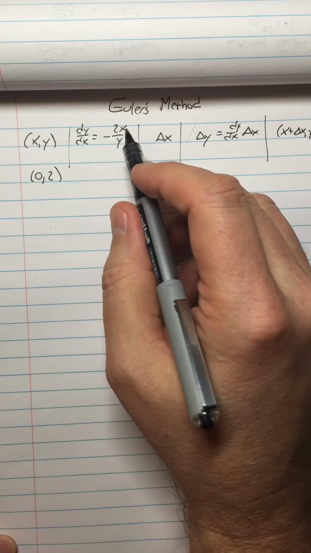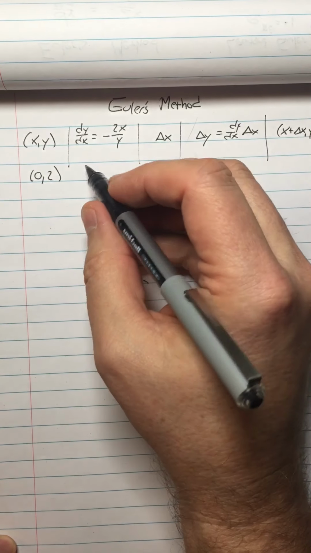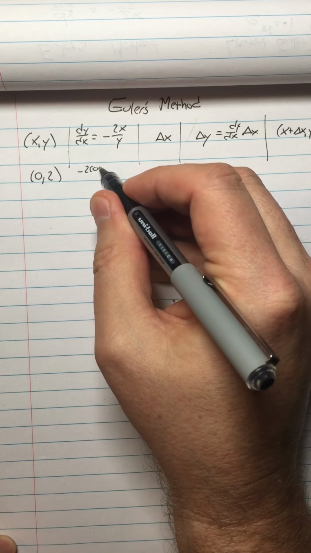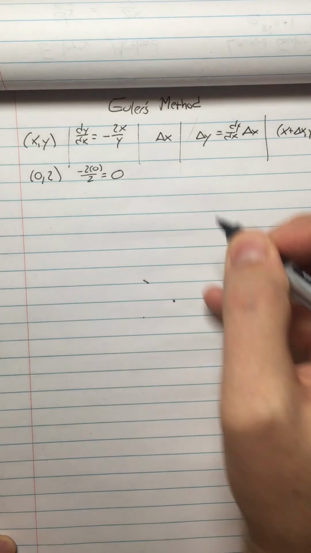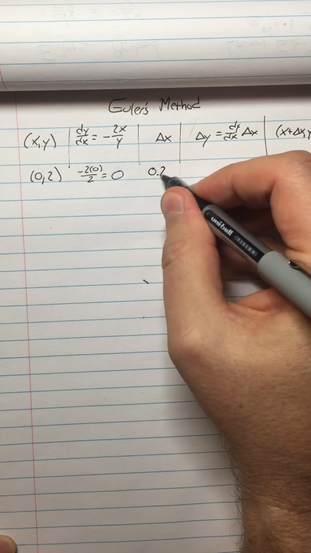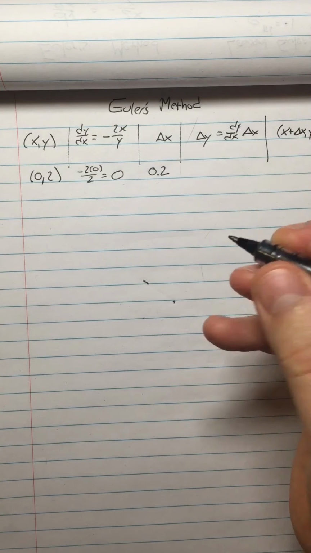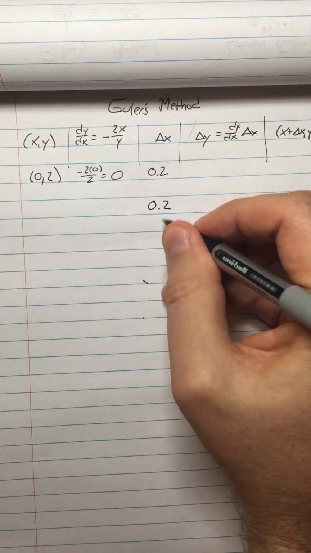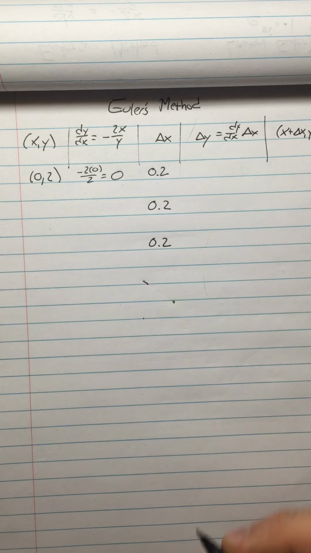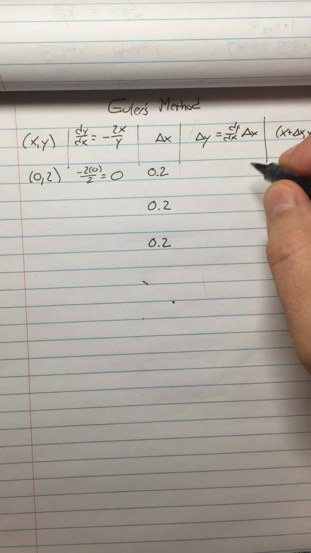My dy/dx is negative 2x over y. Negative 2 times 0 over 2 is 0. I'll go ahead and write that. All right, delta x. My delta x, I'm going to use 0.2. So we're going to use 0.2 for the delta x all the way down. For this problem, because that's what I decided. In your problems, you might be told what delta x to use.